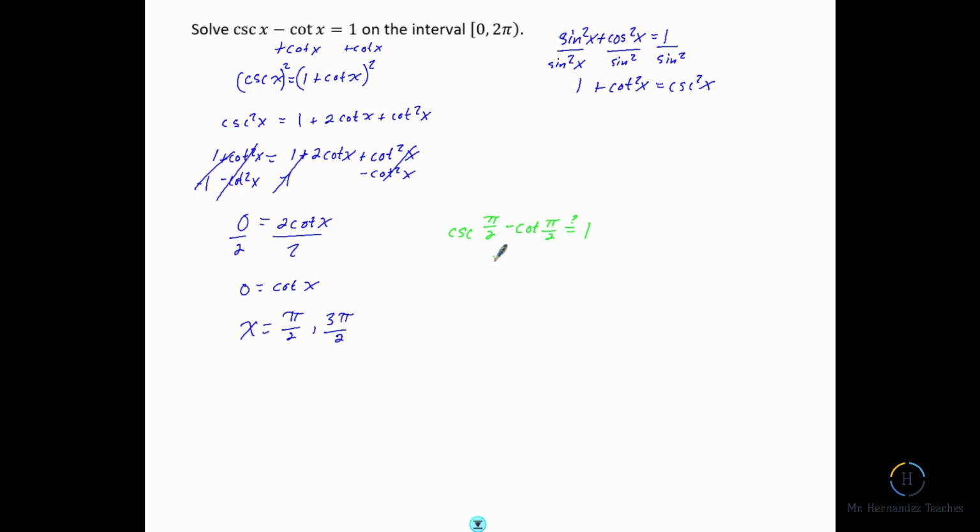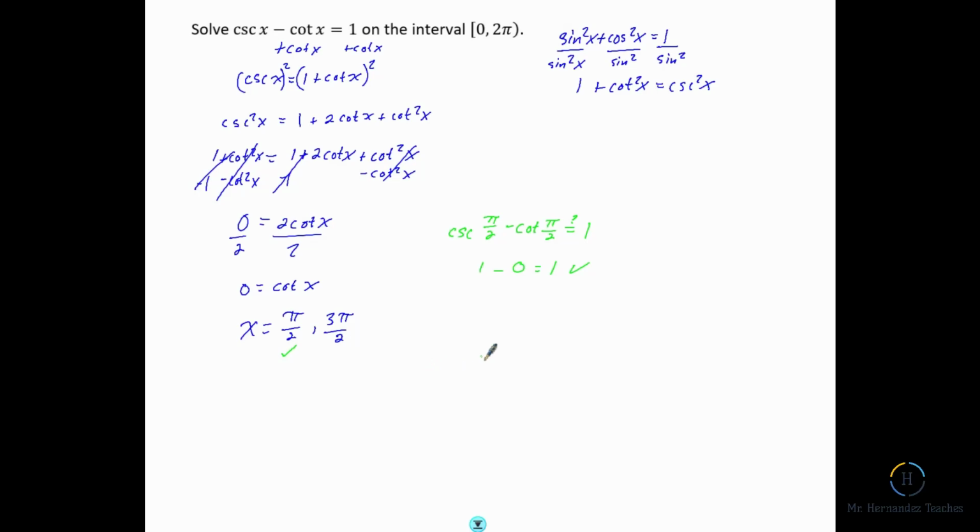Well, let's think about this. Cosecant of pi over 2, that's 1 over y, and the y value is 1, so I end up with 1, minus cotangent of pi over 2, that's 0, so does that equal 1? Yes, it does. So pi over 2 checks out.